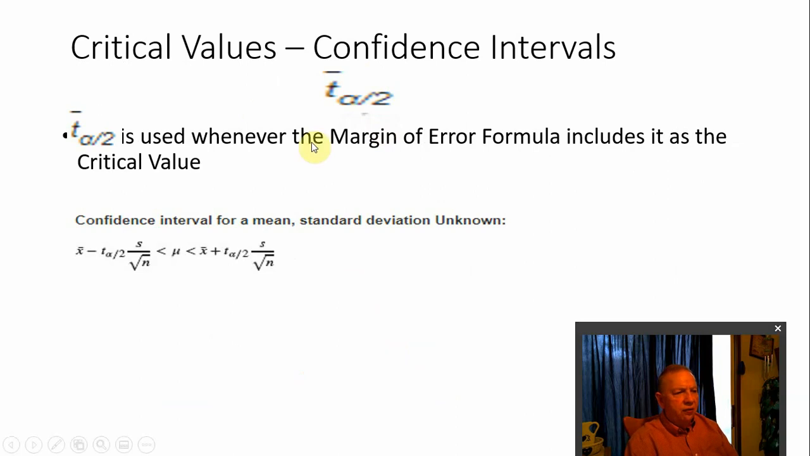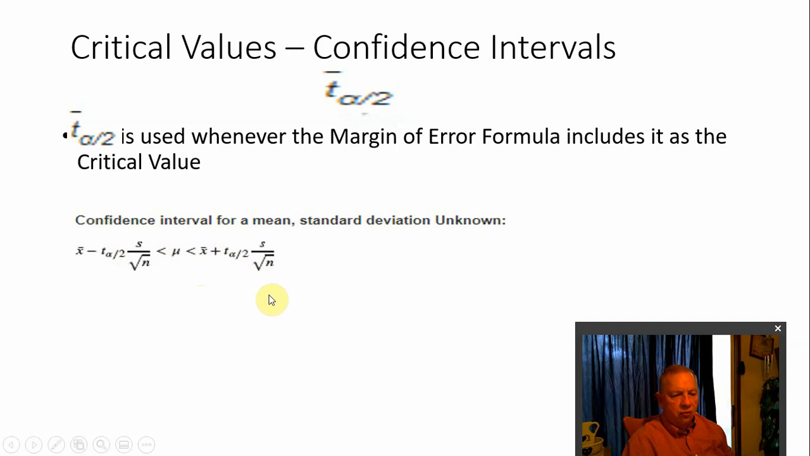Okay, so here's the T alpha over 2 for confidence intervals. This is what you'll always see in the midst of these things. Here's a confidence interval for a mean, standard deviation unknown, and it'll have X bar minus T alpha over 2. Here's the critical value, less than the population mean, less than X bar plus T alpha over 2. And again, this is the critical value, and here's the standard error.